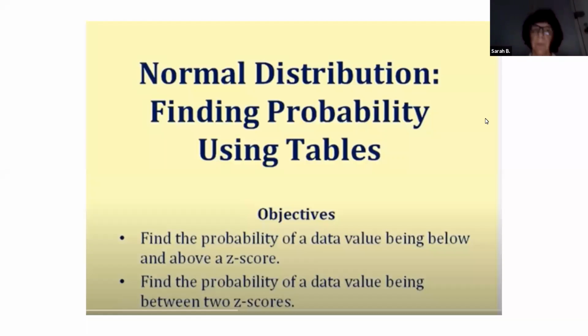Hello, as usual. What we're going to do today is find probability using the table, and we are focused for now on Z-scores. So we're going to look for the probability of a data value being below and above a Z-score, or between two Z-scores. I'm not sure that we're actually going to cover that, but we'll do the things that are most pertinent for coverage in introductory statistics.